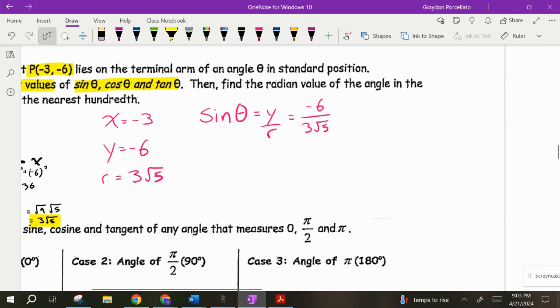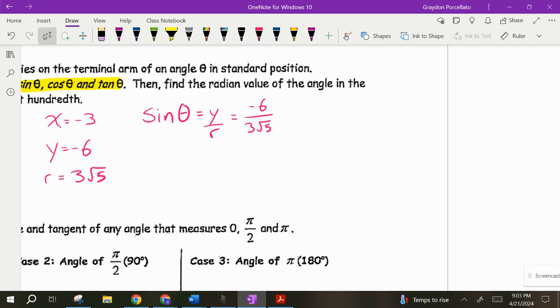Now I just want to simplify this. 6 divided by 3, that's -2 over root 5. And remember here, I do not want to have roots on the bottom, roots in the denominator. So I'm going to multiply by root 5, multiply by root 5. That gives me -2 root 5 over 5. So that's our first one.